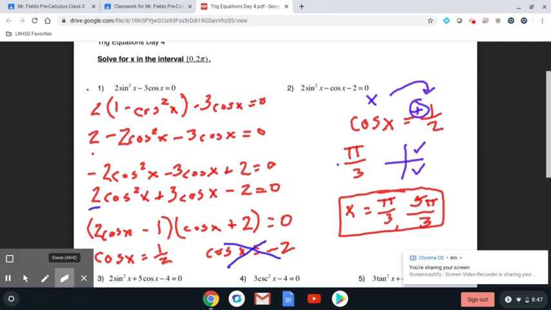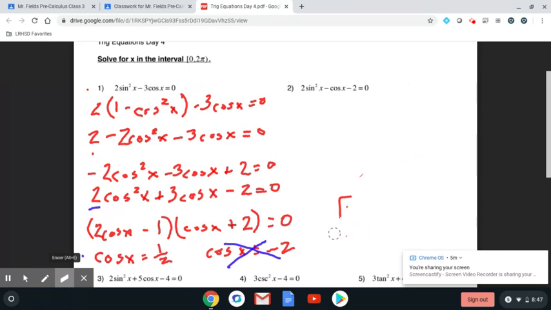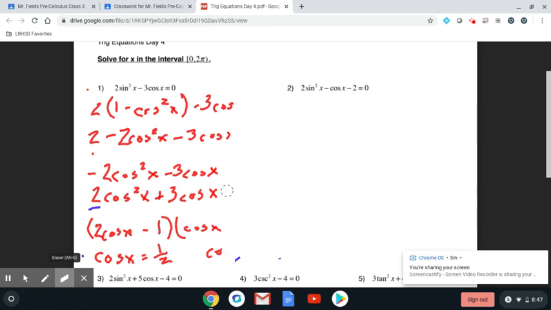All right, I'm going to go through and erase this just so I have enough room to do problem number 2. And I'll just erase some of this. All right, that should be fine.